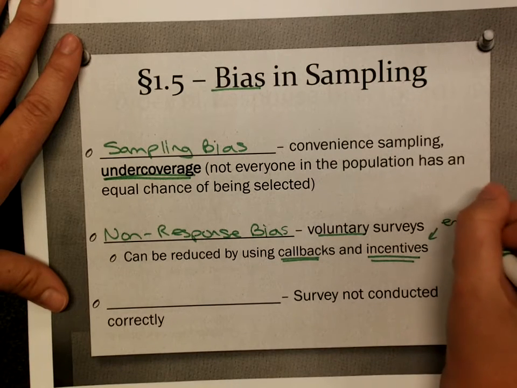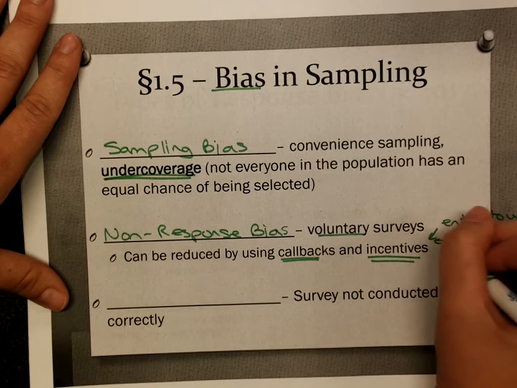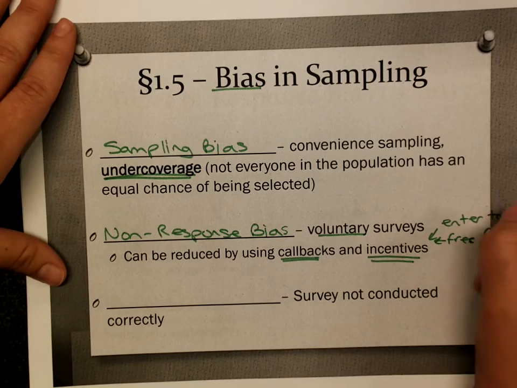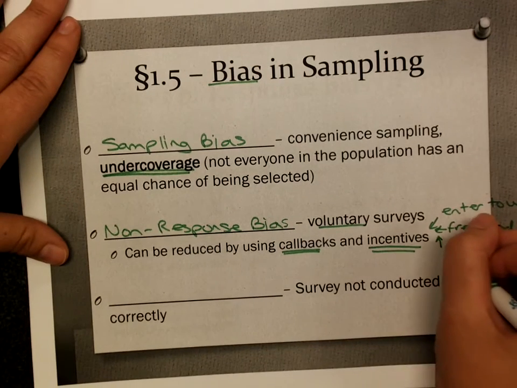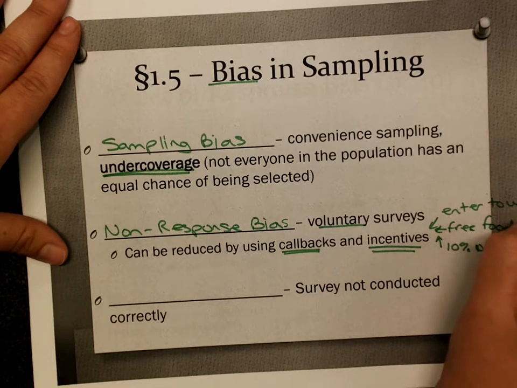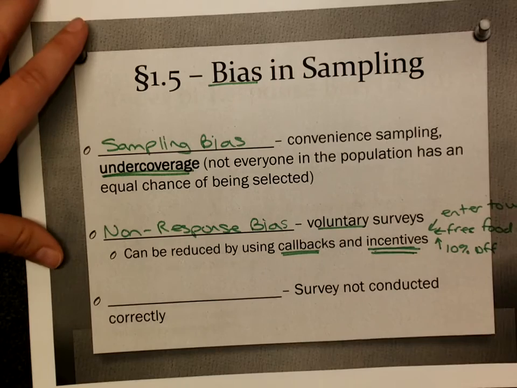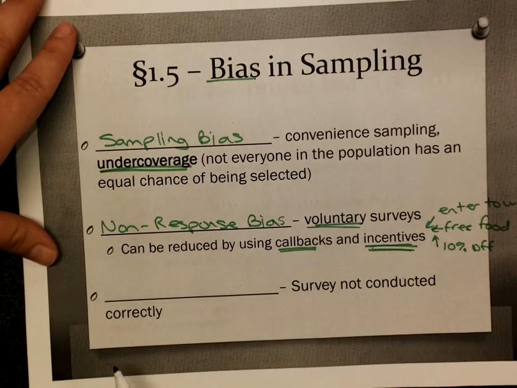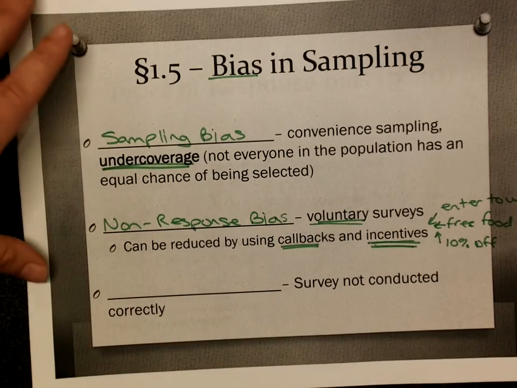You can enter to win money, or you can get a free food, or free whatever, I'm going to say food, a free item, or sometimes you can get 10% off your next purchase. So they have all these different incentives to help encourage you to do the survey, even though it's completely voluntary. And so if we choose to not respond, that's what they call non-response bias.